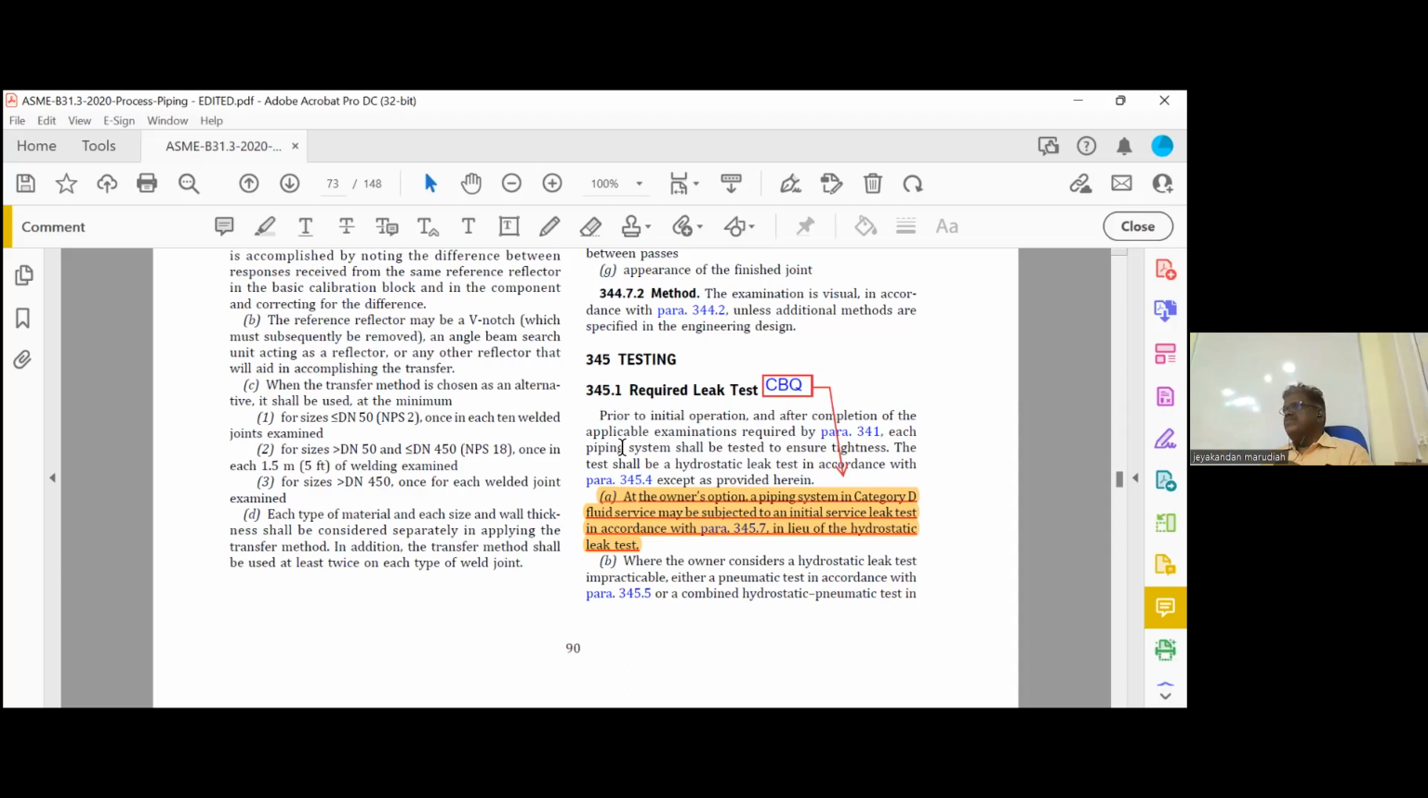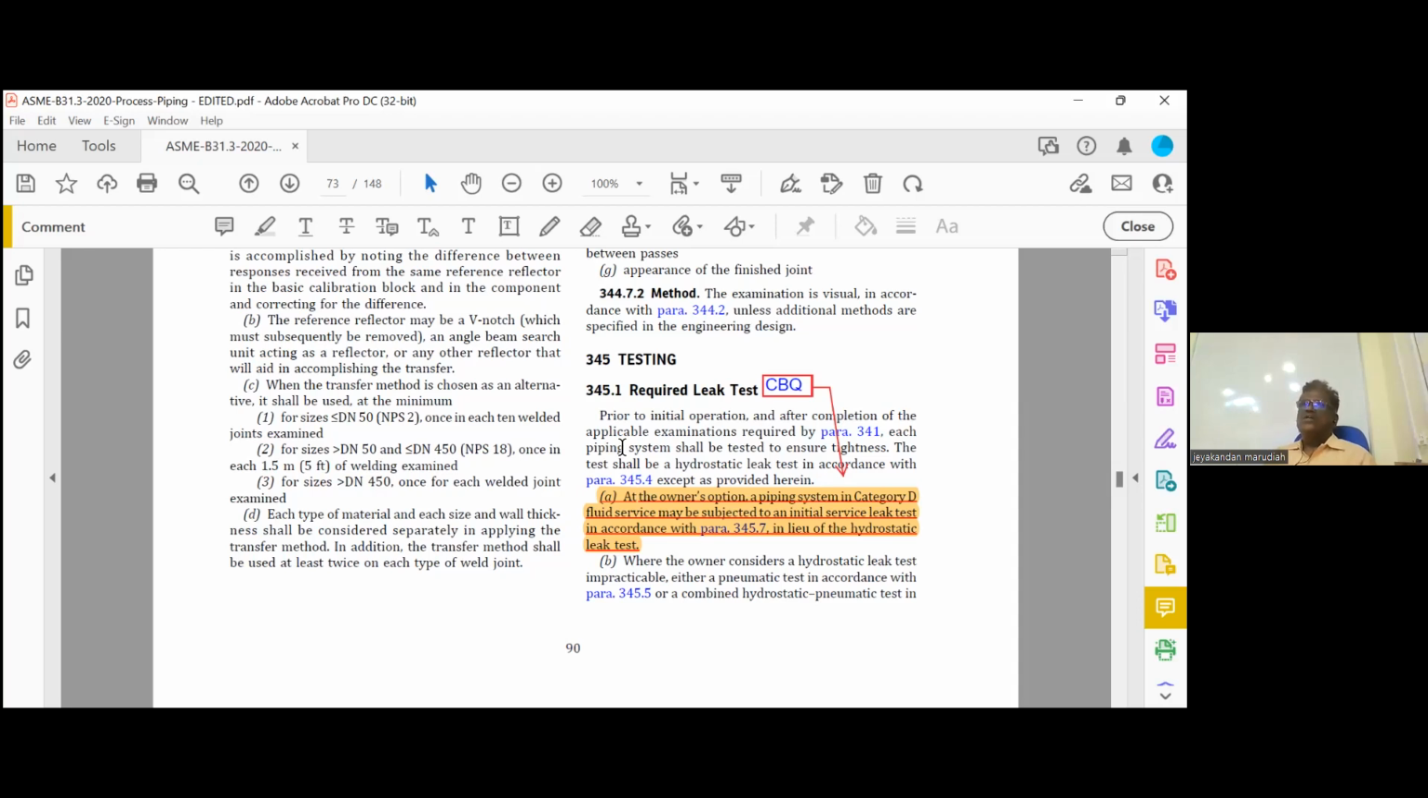First, what are the different types of tests we are doing? There are 3 types of tests in piping: in-service test, hydro test, pneumatic test. Let us explain one by one. What is meant by in-service test? It is allowed for only category D fluid service. So in-service test is allowed for only category D.